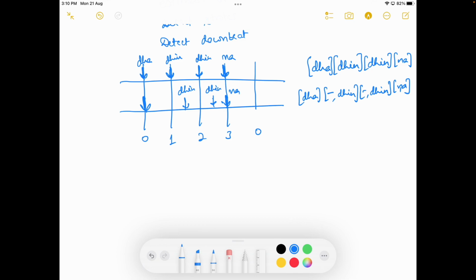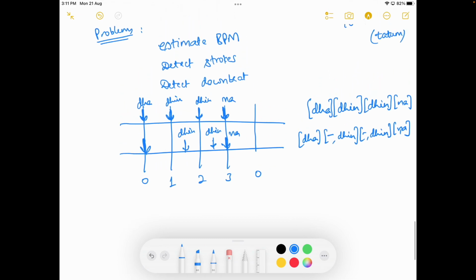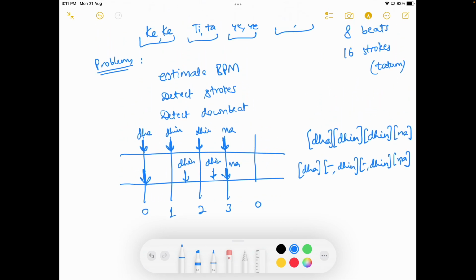Okay, is that problem clear? Now we are going to start. What are the signal processing based methods to do these tasks which we just defined? How do we estimate the BPM from the audio using signal processing methods? How do we estimate the strokes in the audio? How do we detect the downbeat, etc.?